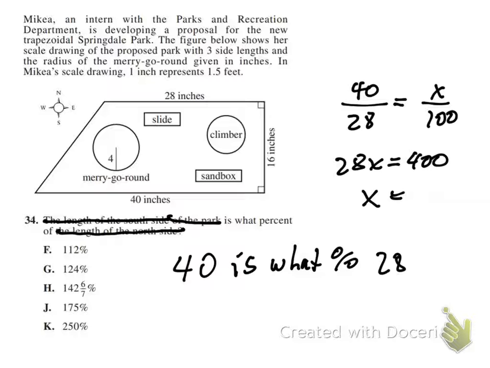Something doesn't seem right. Is it supposed to be 4,000? 4,000. Thank you. 4,000. Who said that? Well done. Then divide by 28, you get x equals what? 142.857. Okay.